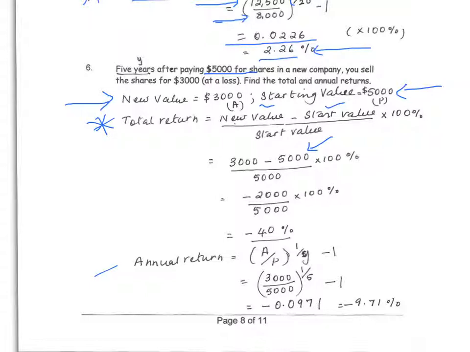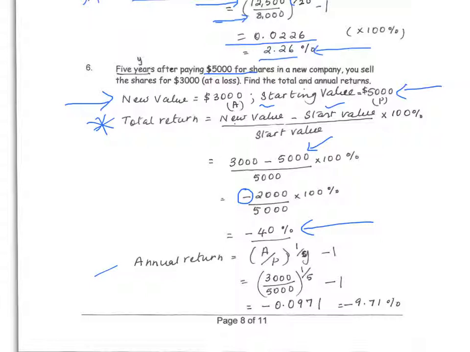The numerator is the interest earned. Now, unfortunately here, you sell the shares at a loss. So you didn't earn anything. In fact, you lost some money, and that's what the negative sign tells us. So it's negative 2,000 over 5,000 times 100%, so your total return was negative 40%. Sometimes this happens when you have to sell the shares for some reason or other, and in this case, the loss is pretty big: a 40% loss, which is a total return of negative 40%.